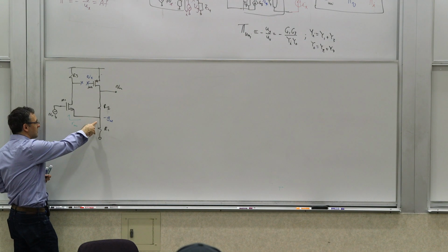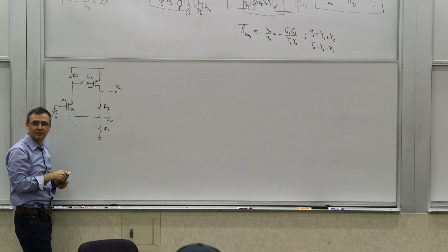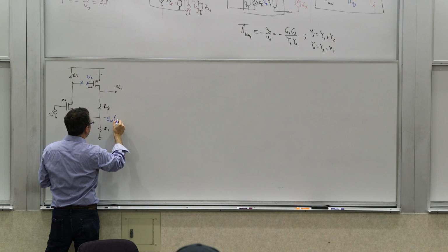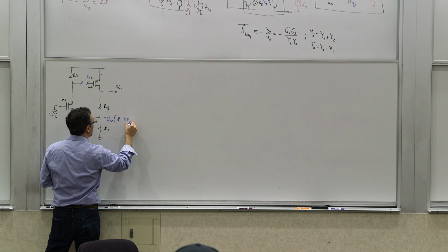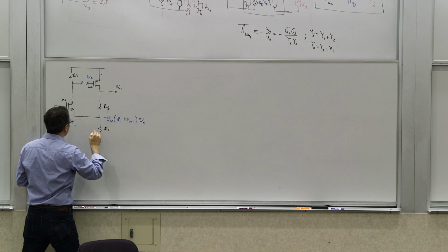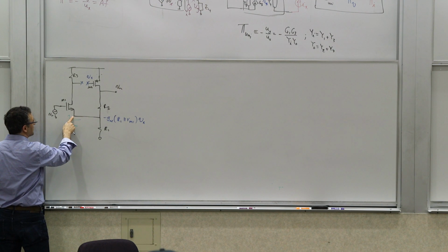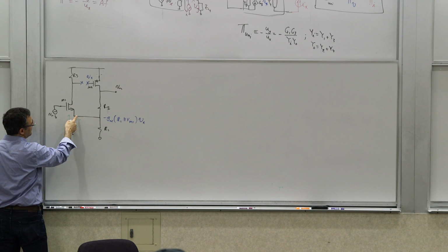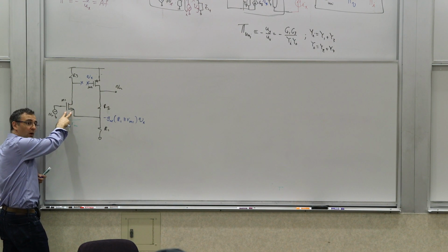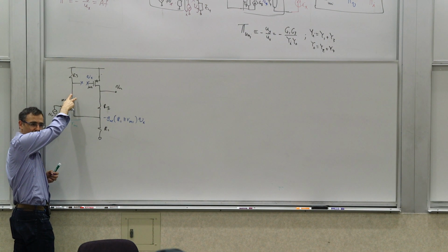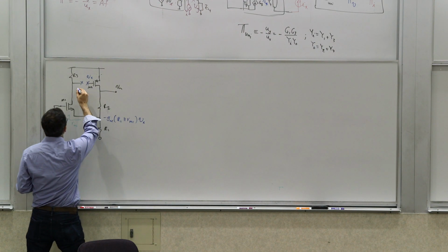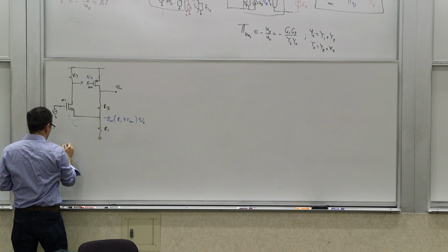So the total resistance on this node is R1 parallel Rm1, right? So Gm, this current, is going through the parallel combination of R1 parallel Rm1. So that's that voltage times Vx. And now that is the voltage here. And that voltage appears across Rm1 to produce this current, which goes through R3.